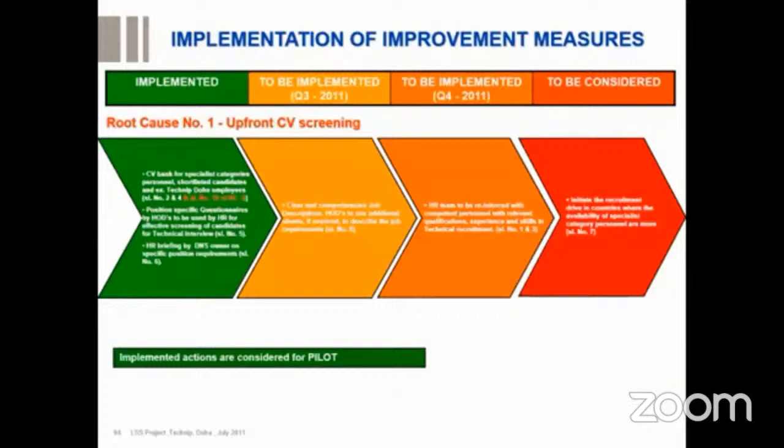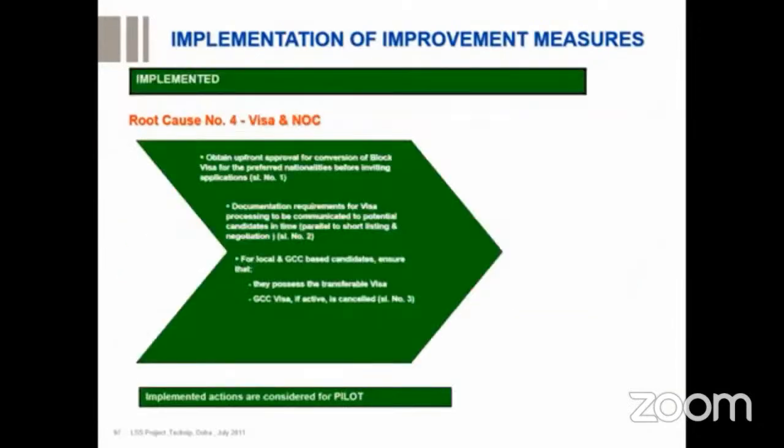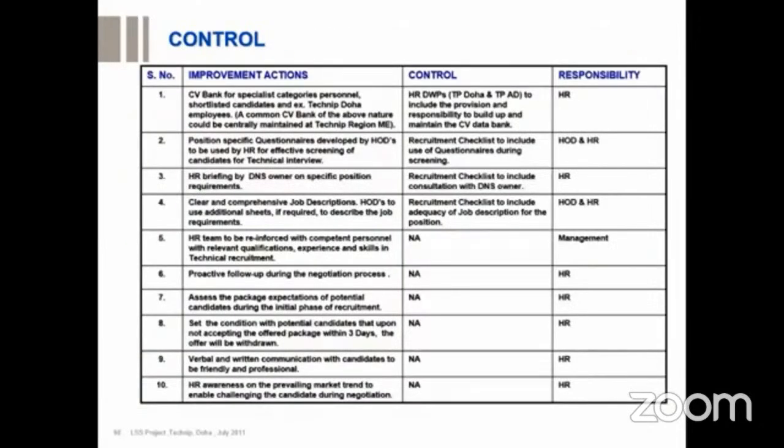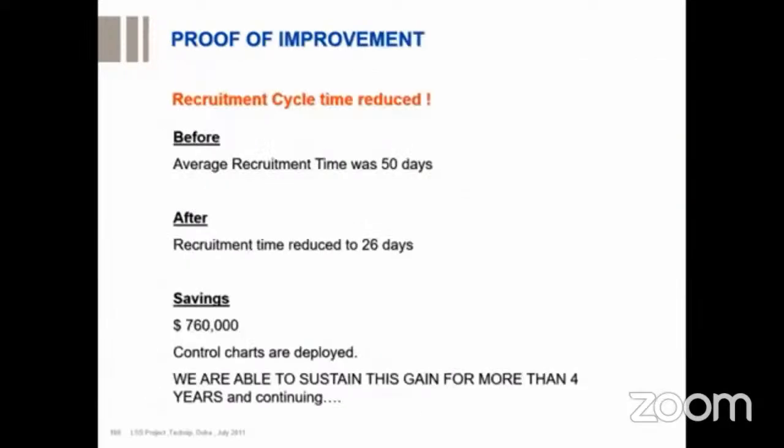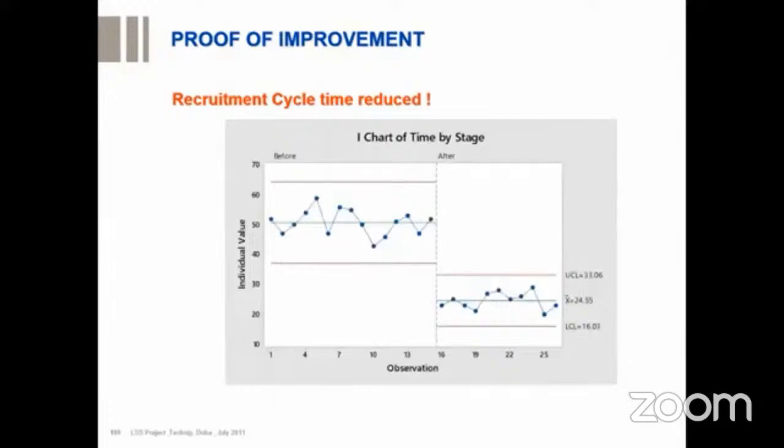So FMEA, what we did now for each root cause, we have done implementation improvements. So we got some good ideas, implemented those ideas, and we were able to reduce the recruitment cycle time and put some control actions in place. Earlier the recruitment time was 50 days and it reduced to 25 days. And you can see the control chart before and after.